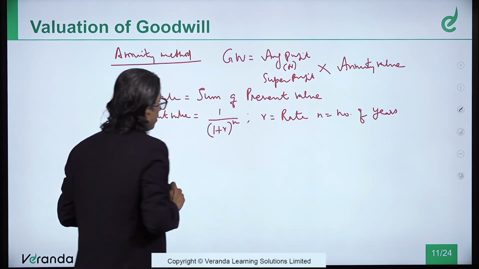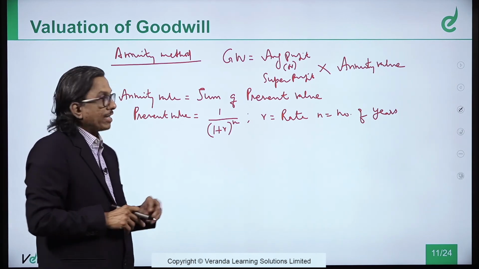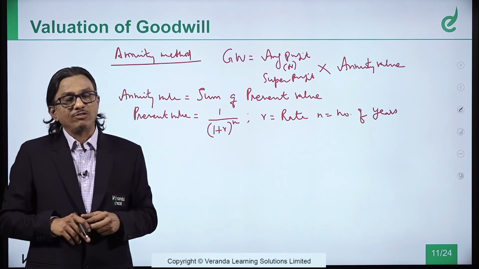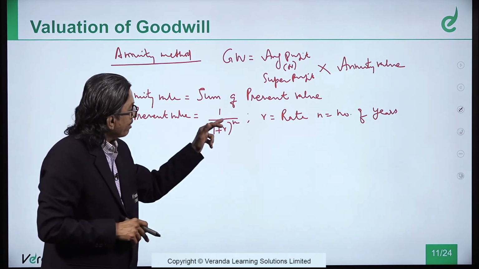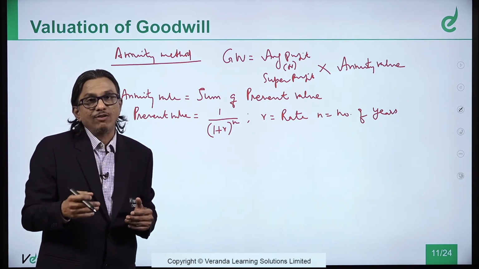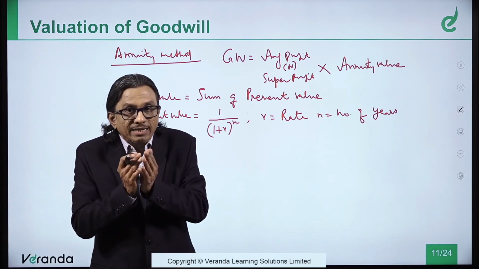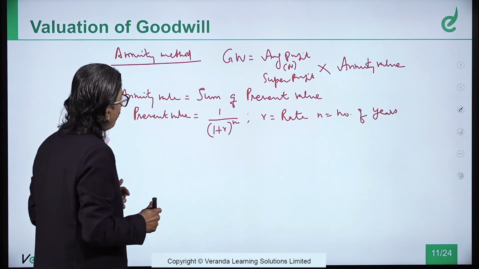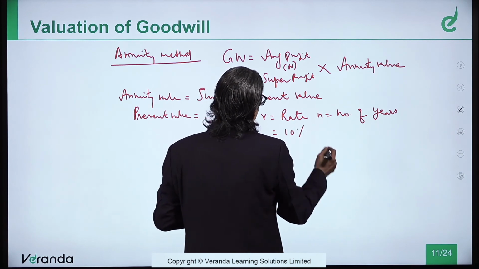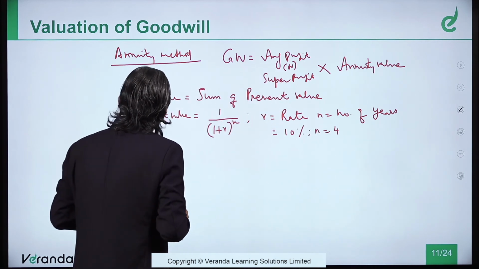So if I want to find the present value of 1 rupee after 1 year, I should put 1 by (1 plus r) whole power n. If I want to find the present value of 1 rupee after 2 years, in the place of n I should put 2. So like that, I have to find the present value of 1 rupee at the end of first year, second year, third year, fourth year, like that. I add all that, I'll get the annuity value. So therefore, let us assume the rate to be 10% and n to be 4. Let us see what is the annuity value.